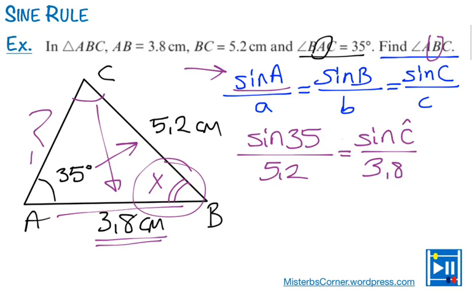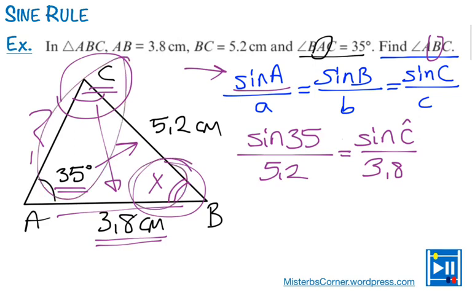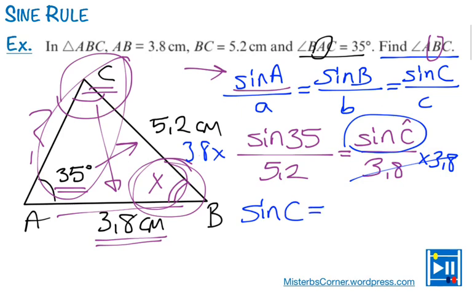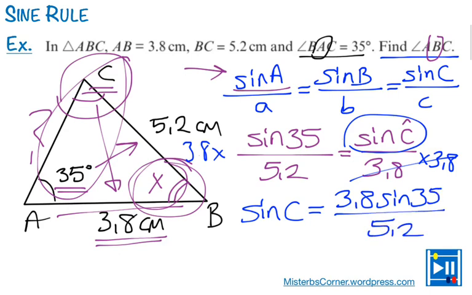But this way, I can calculate angle C, and then these two will add up together with this 180, so I can add these two and take away from 180. Right, let's start. I'm going to leave this one alone, so I multiply both sides by 3.8, so that these cancel out. I'll have sine C equals 3.8 sine 35 over 5.2.